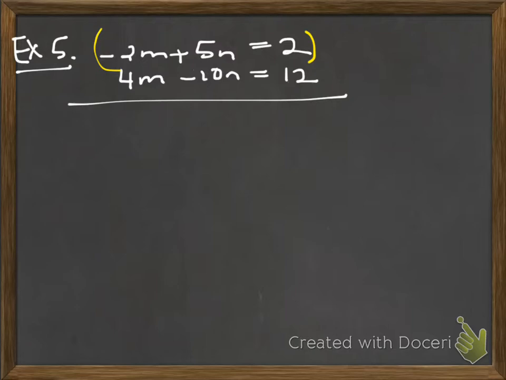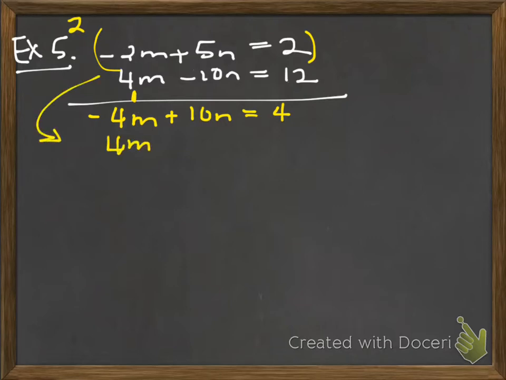So all I have to do is multiply by a positive here because I have a positive and a negative already. So 2 times negative 2 is negative 4m. 2 times 5 is positive 10n. 2 times 2 is 4. Now, will these cancel right there? Absolutely. So you just got to bring it down. And now you have 4m minus 10n is equal to 12. So here's my new system.